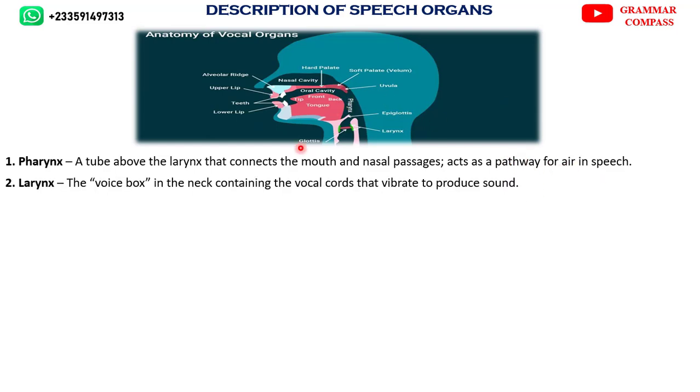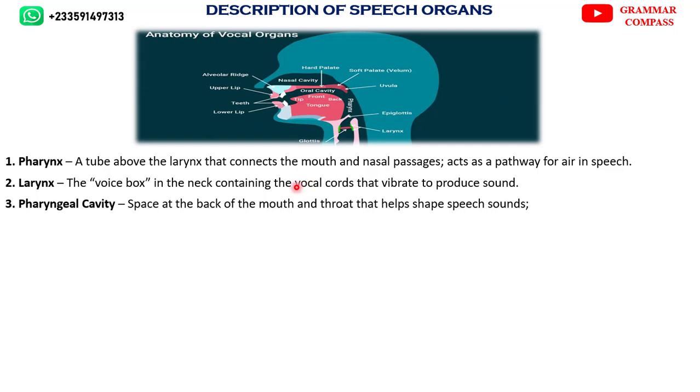Let's talk about the larynx. It is also known as the voice box. This is where your vocal cords live, and they vibrate to create sound. So basically, the larynx is your built-in musical instrument. Whenever you make a sound, the larynx contains the vocal cords that vibrate to produce the sound.